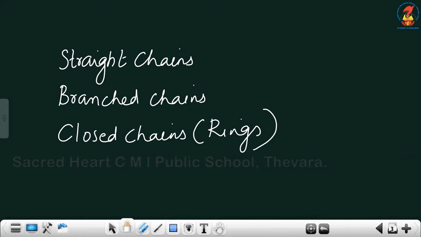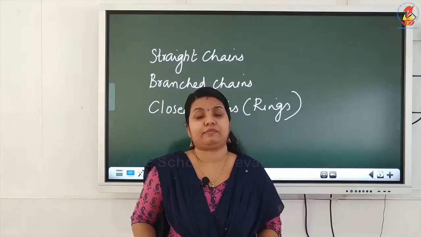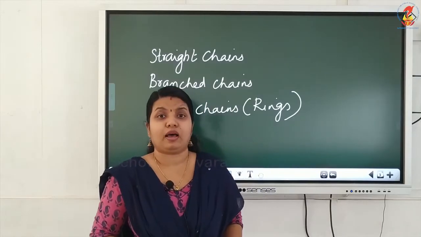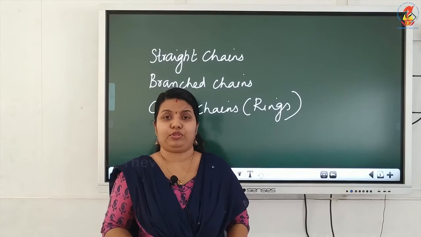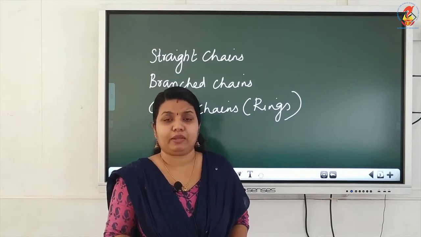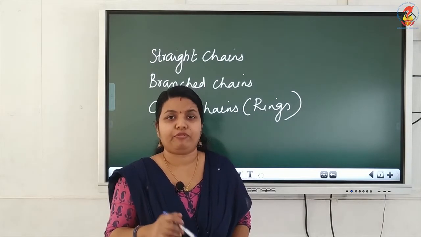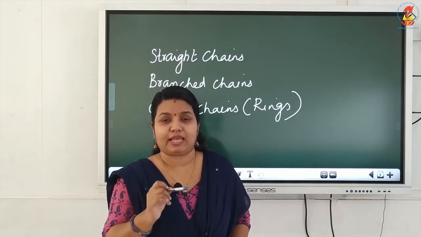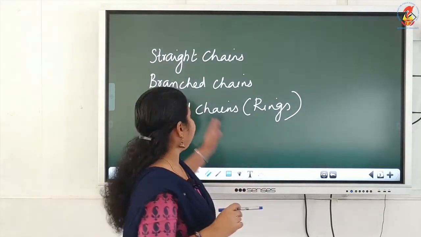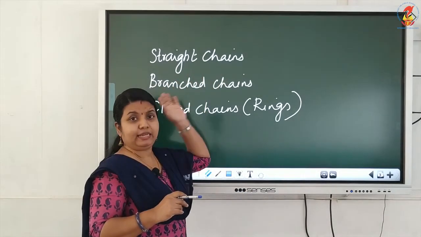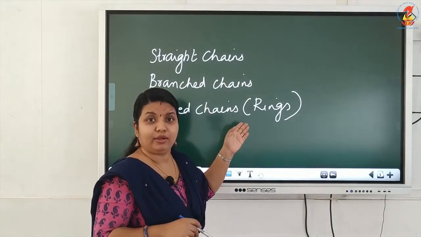So, the ability of an element to form bonds with its own atoms is known as catenation. Carbon has the unique ability to combine with other atoms of carbon, giving rise to large molecules, in the form of straight chains, branch chains and closed chains. Now, we will see what is a straight chain, what is a branch chain and what is a closed chain.